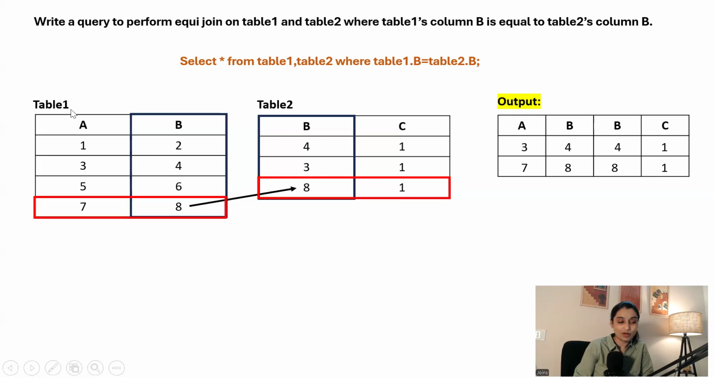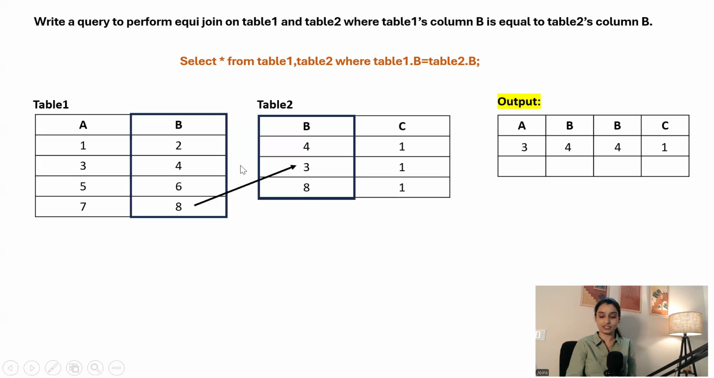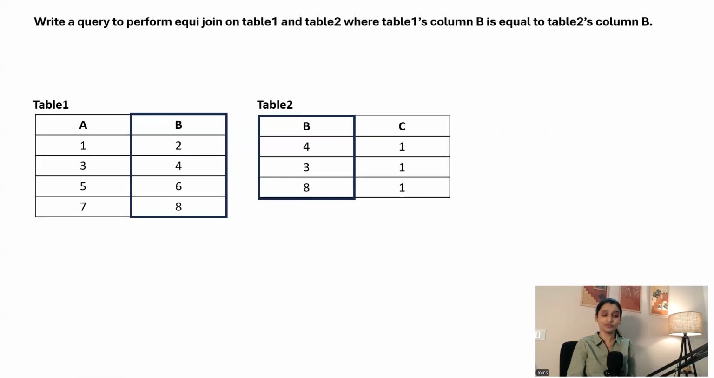See, from table 1 dot all columns, table 2 dot all columns. The condition you have mentioned is table 1 dot B, meaning this column, equal to table 2 dot B. So it will check, is 2 matching with 4, 3, 8? Is 4 matching with 4, 3, 8? So each value from table 1's B column, it will try to match with each value from table 2's B column, as we have seen just now. One more time I'll show you how it works.